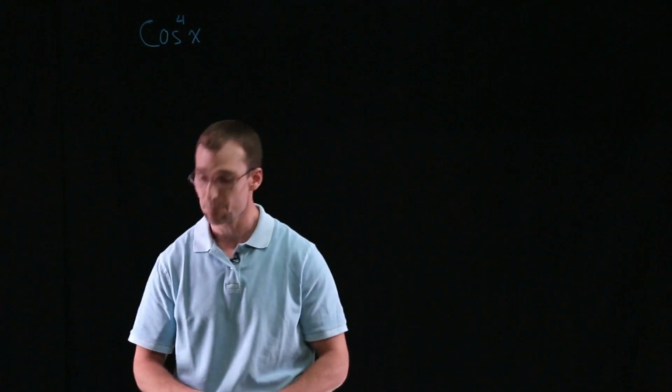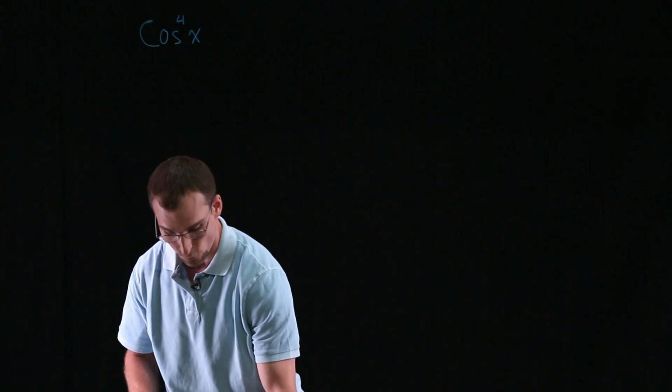Hi everyone, I'm Adam. And in this problem, what we're going to be doing is using our power reducing formulas to write the expression cosine to the fourth of x as first powers of cosine and multiple angles. So let's get started. So the first thing, we want to use our power reducing formulas, and we have a cosine to the fourth of x.